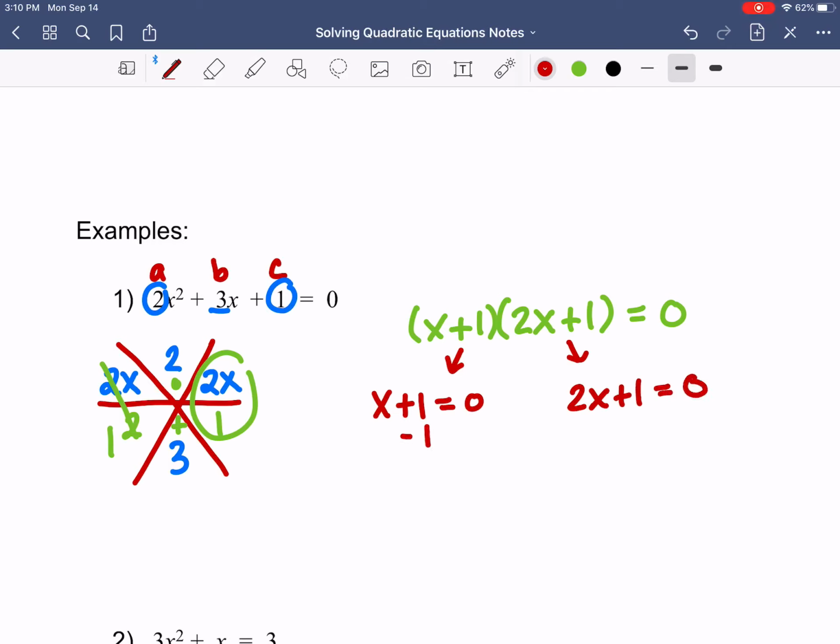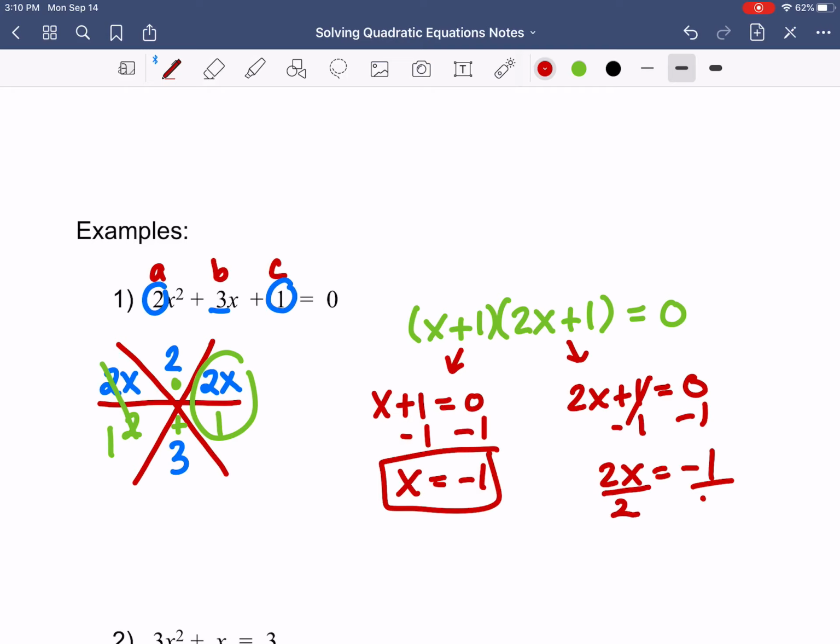So I subtract 1 from both sides. I get x is equal to -1. That's one answer. And then over here, I subtract 1 on both sides. But that gives me 2x equals -1, so I have to divide both sides by 2 to get x equals -1/2. So I got 2 solutions, x equals -1 and x equals -1/2.